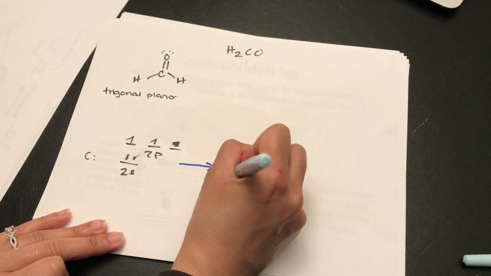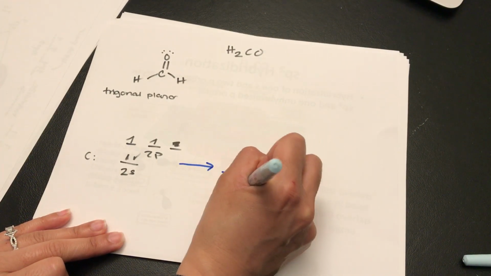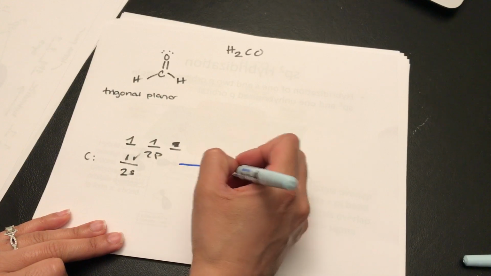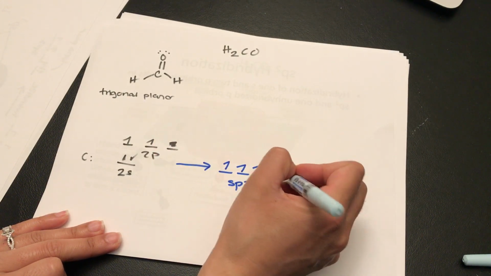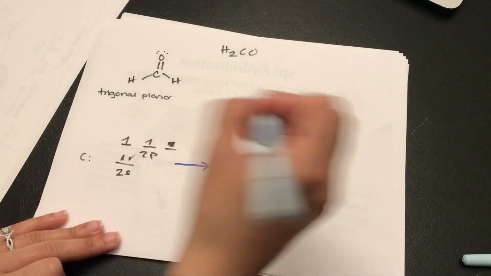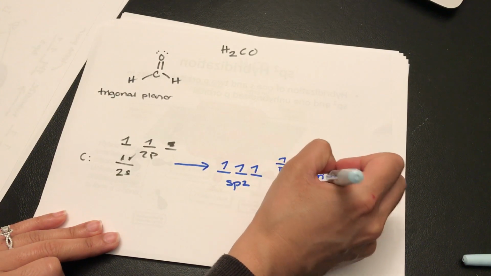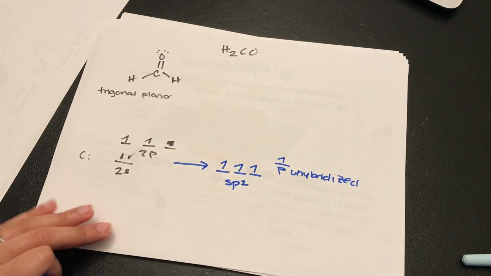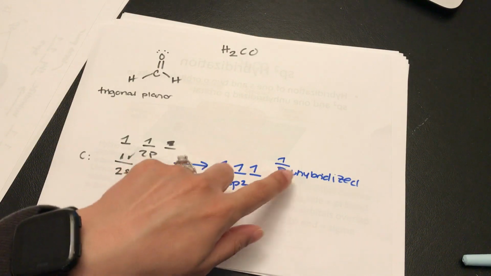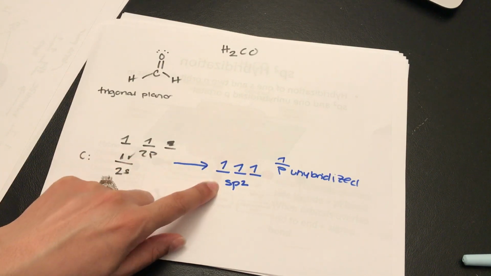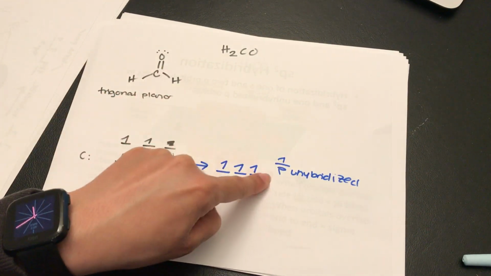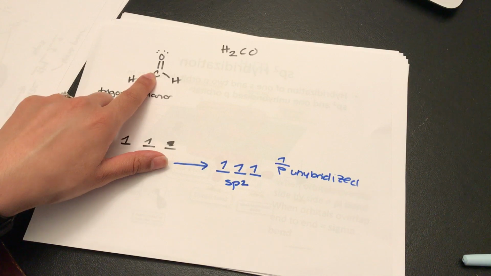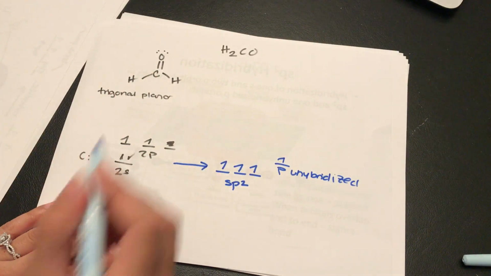I would have sp2 because I need 3 attachments. So this would be my sp2. And then I have one more p orbital where my other electron is, and this is unhybridized. Note how my unhybridized p orbital is in exactly the same energy as my p orbitals. Now, each of these sp2 orbitals will connect with my atoms, and this unhybridized p orbital allows for the double bond. Let's see what that would look like.